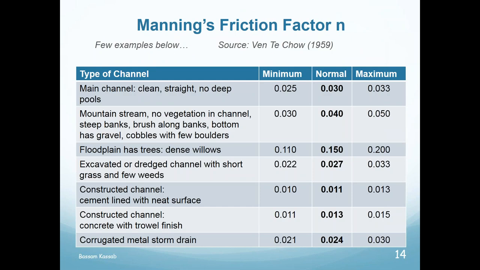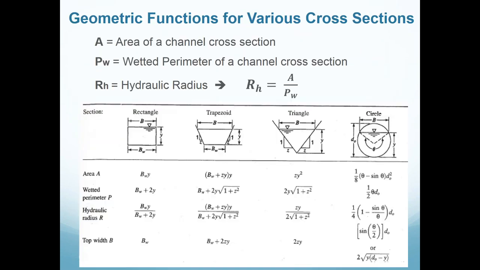And you can find many other values online or in other textbooks. Now, I mentioned before the area of the cross section and the hydraulic radius, but I didn't define them. And here, I'm not going to go through the derivation of these or even talk about the more difficult ones like the circular or triangular. I'm going to keep the focus on the rectangular and trapezoidal.